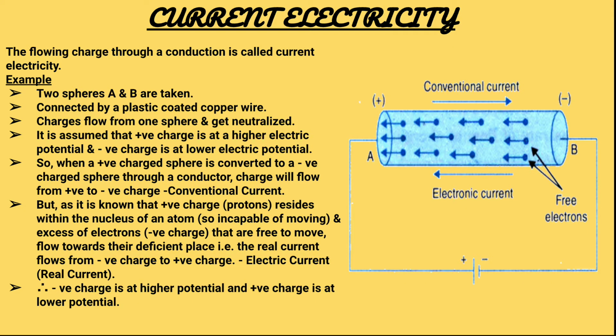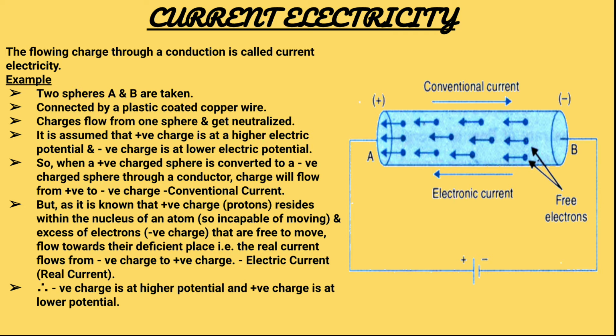Now we come to current electricity. Till the previous slide, we were discussing static electricity, in which the charges were not flowing. Now we come to current electricity. Here the charges flow. The flowing charge through a conductor is known as current electricity.